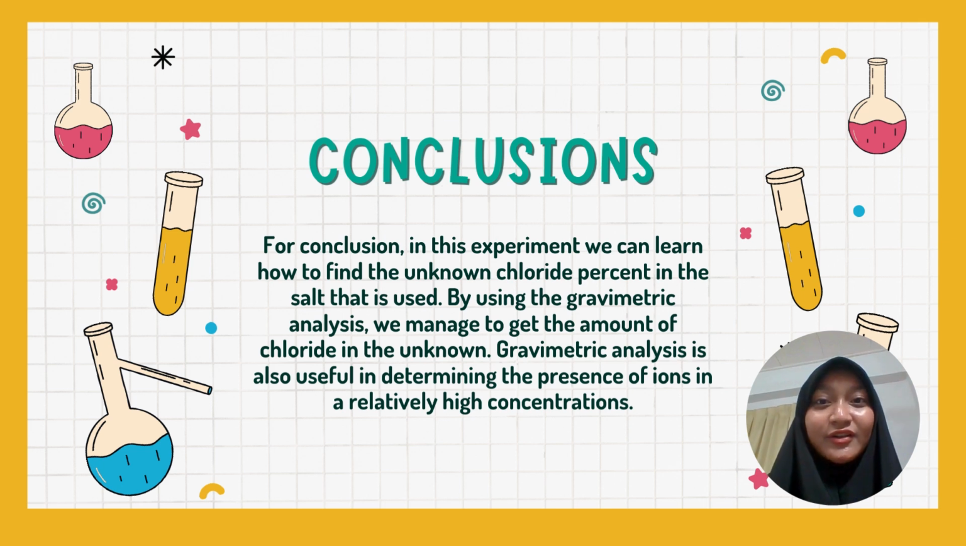And lastly, for the conclusion, in this experiment we learn how to find the unknown chloride percent in the salt that is used. So by using gravimetric analysis, we managed to get the amount of chloride in the unknown. So gravimetric analysis is always useful in life, but also in doing analysis in chemistry, and it is very useful in determining the presence of ions in a relatively high concentration.